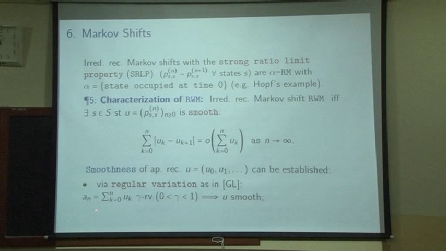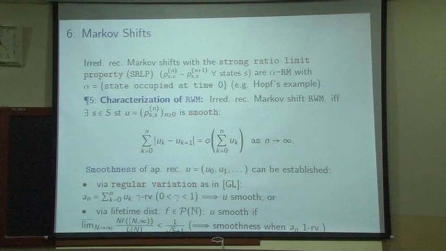That's Garsia and Lamperti. This fails when gamma equals 1, but then you can sort of do it via the lifetime distribution. This is going to come up as a footnote again, isn't it? There we go. So if I have n times the tail of the lifetime distribution, where F is the distribution of the light bulb, n times the tail divided by L(n), where L(n) is going to be the expectation of the truncation.